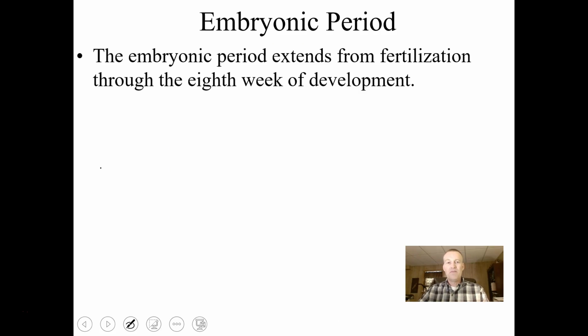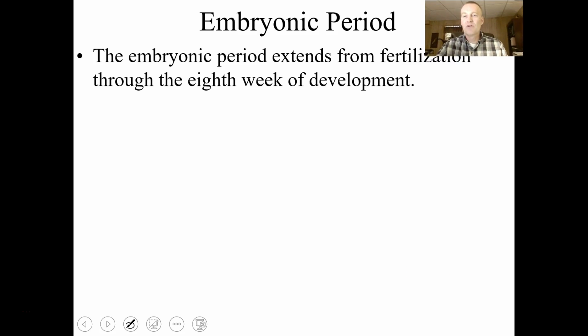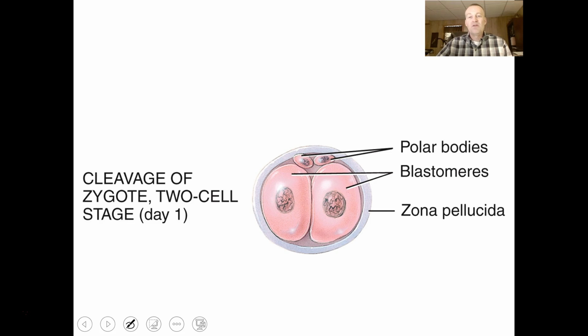Now, depending upon what book you read, some books will have a pre-embryonic period, and that extends from the zygote up to where the cells will enter into the uterus and start to implant. But other books will include the embryonic period as extending from fertilization all the way through the 8 weeks of development. So it just depends on which book you're reading, I guess.